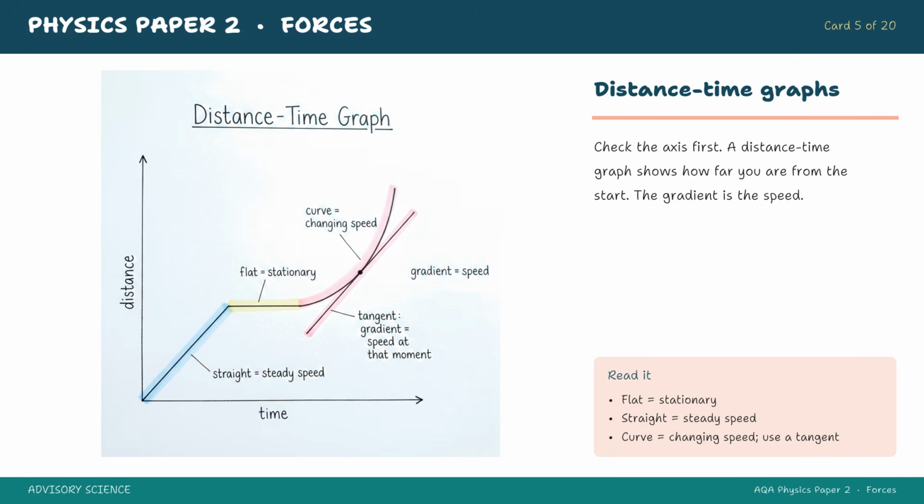A flat horizontal line means you're stationary. You've stopped moving, your distance from home is frozen. You might have stopped and had a chat with a friend, or gone into the sweet shop.